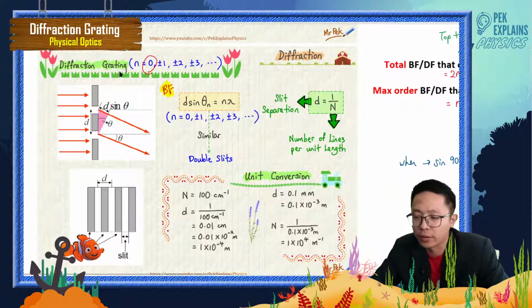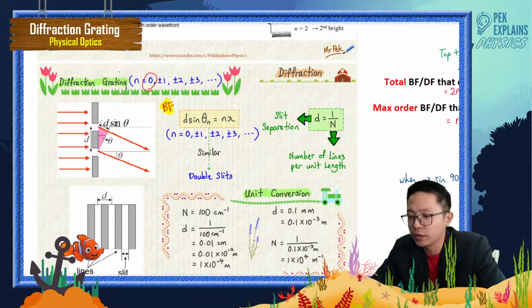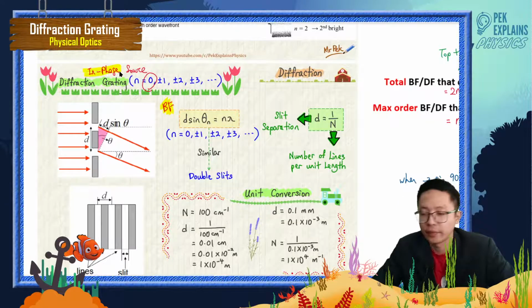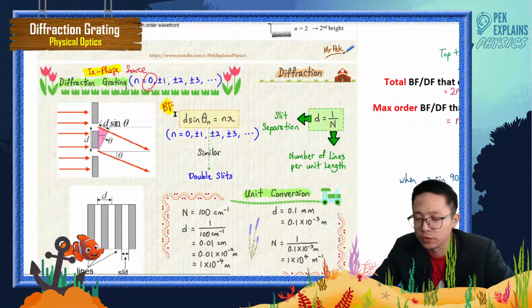We can consider diffraction grating as an in phase source. So the formula to form bright fringe for diffraction grating as an in phase source is d sine theta equal to n lambda. Do you still remember this formula?